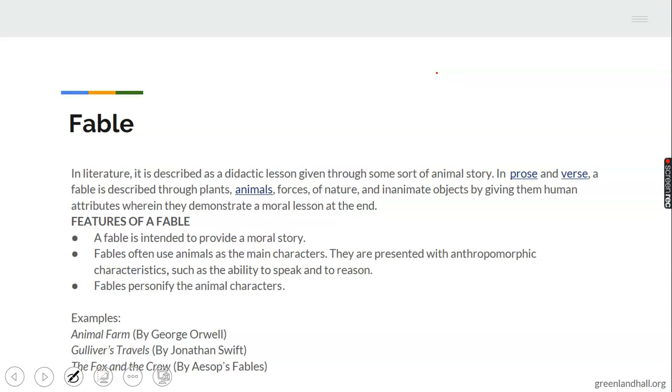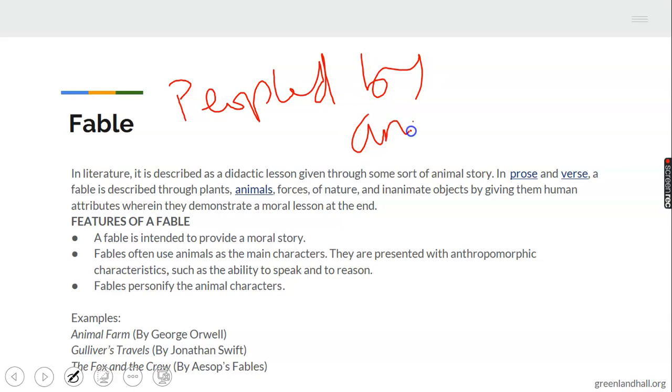Yes, we also have a fable. A fable is peopled by animals. That is, the characters are animals. Like I said here, it's a didactic lesson given through some sort of animal stories.